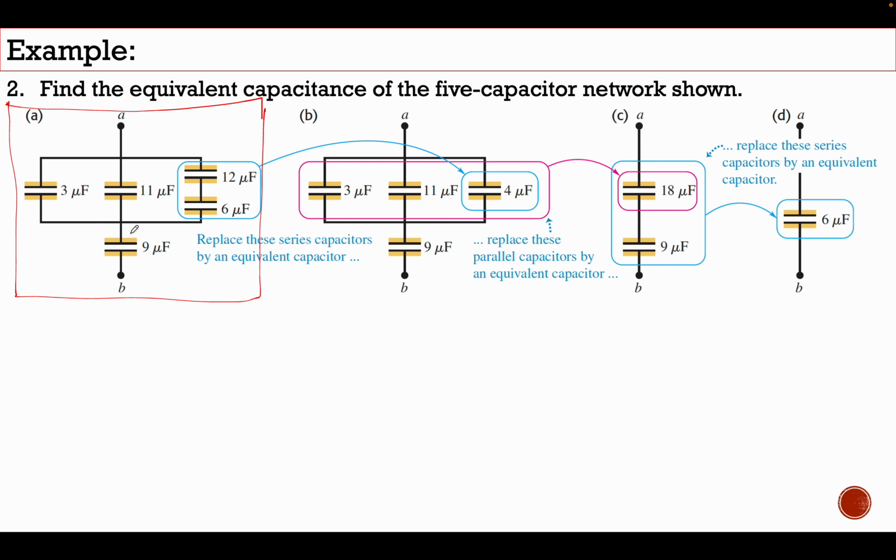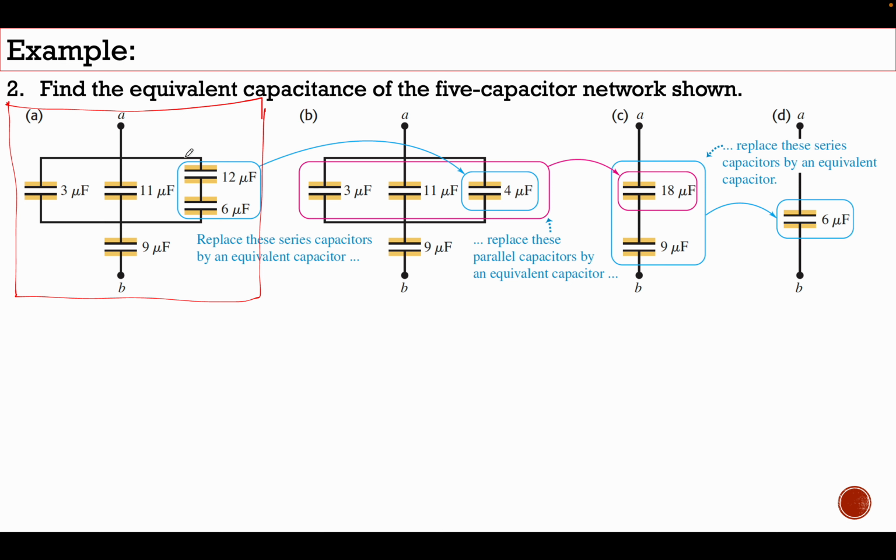Okay. So now, the first step is to determine which capacitors are in series and which capacitors are in parallel. As you can see here, in the blue square, these two capacitors are in series. So what we need to do is get their equivalent capacitance first, so that if we simplify the network or the circuit, it becomes like this in letter B.